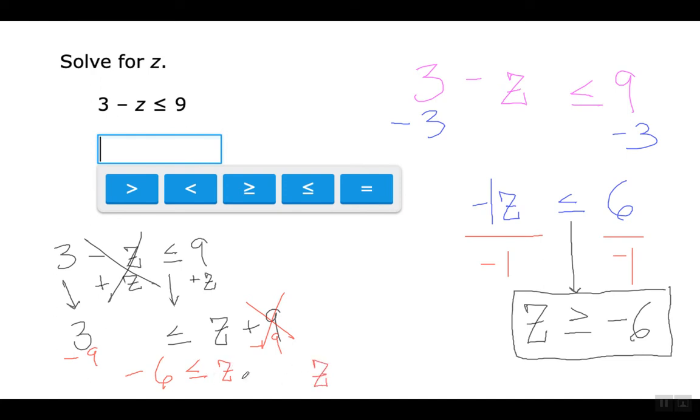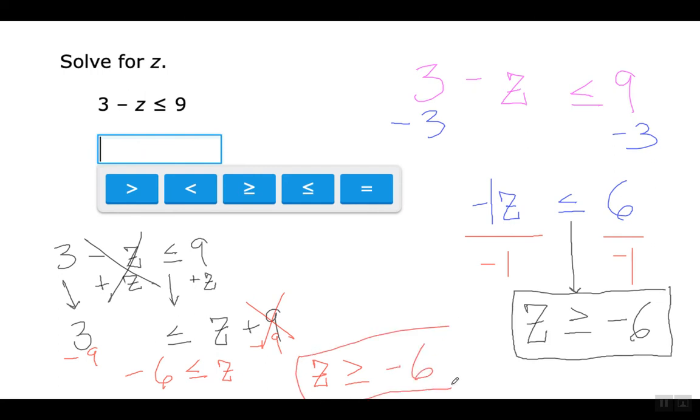Now, if I rewrite the answer from the point of view of the z, it says z is greater than or equal to -6. Make sure you write that correctly. The big side of this sign is pointing towards the z, or the alligator mouth is pointing towards the z, and the little side is pointing towards -6.